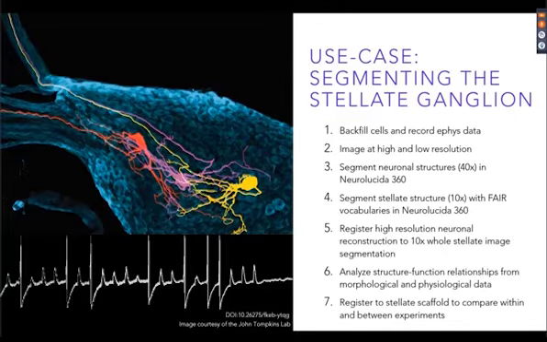Next, they segmented the stellate structure from the low-resolution image with FAIR vocabularies and Neurolucida 360. We worked with the Tompkins lab to register the high-resolution neuronal reconstructions to 10x whole stellate image segmentations, putting the cells into perspective. Next, the lab was able to analyze the structure-function relationships using the morphological and physiological data. Lastly, the data will be registered to a stellate scaffold, allowing comparison within and between experiments.